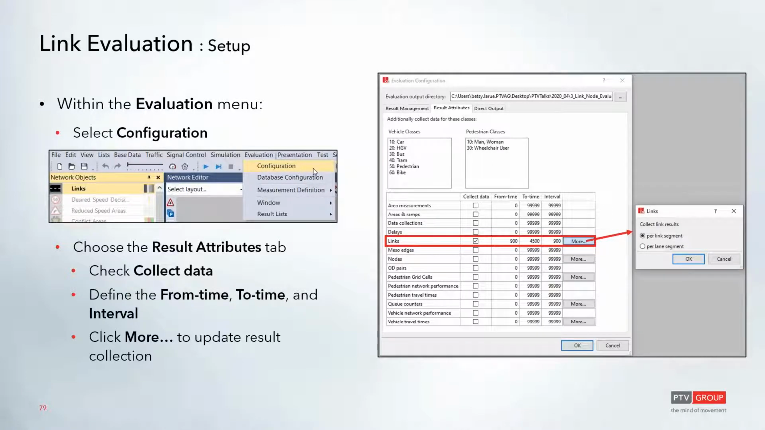And then from there, you'll need to go to the evaluation menu and select the configuration option. And then within the results attribute tab is where you can check collect data for links. And then from there, you can define the from and the to time. So this will be the time for which all of the simulation data will be collected. So this will allow you to collect data after any warm-up has occurred. And then you can set the desired interval. So in this case, data will be collected every 900 seconds. And then if you select the More button, this is where you can collect data for the link as a whole or for each of the individual lanes.